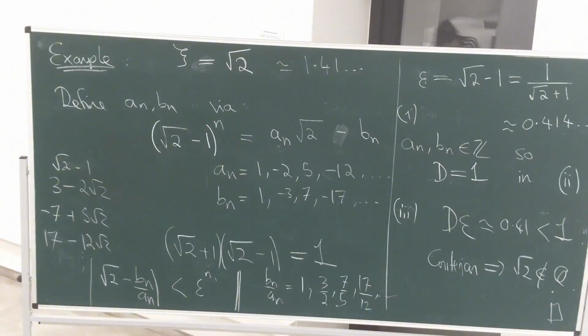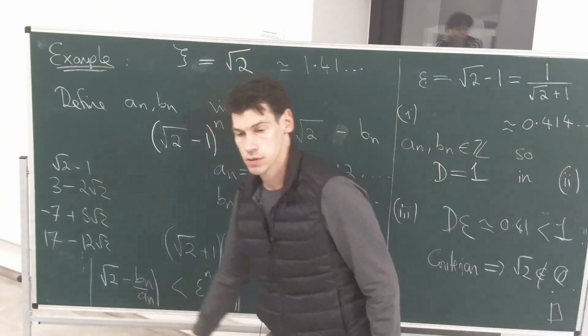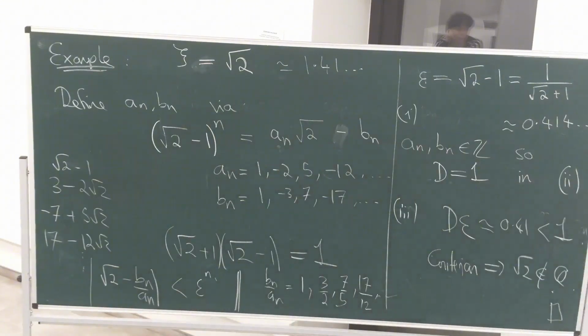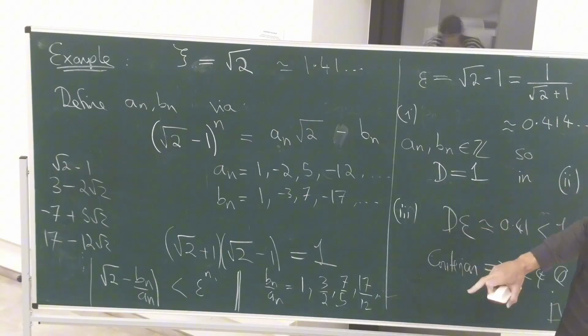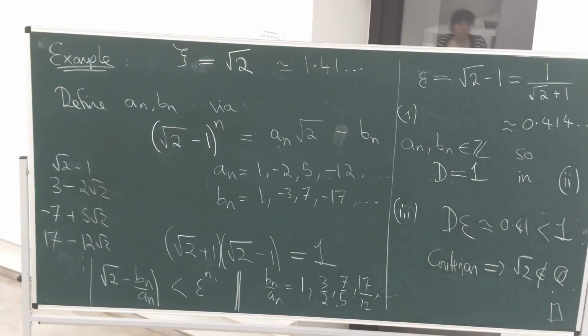The question was about d equal 1. No, the question was that the denominator was the denominator of qn. So in this, qn is an, it's an integer. The denominator is 1. And if you think back to the criterion, d was the denominator, or was, sorry. Oh, that's funny. I thought I prepared this.